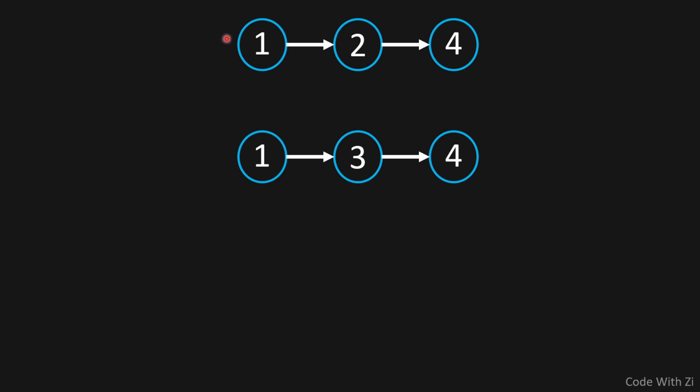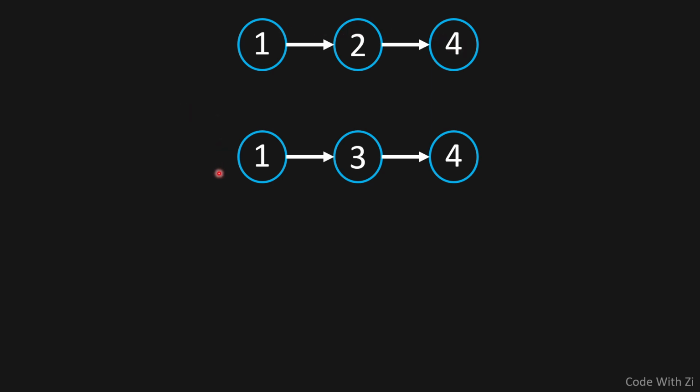Each one of these circles that you see here is called a node, and they have two properties. One is a value and the other one is next. The next is basically this arrow here that's pointing to the next node, and the value is the number that we see inside of the circle, which is this 1 or 2 or 4 here.